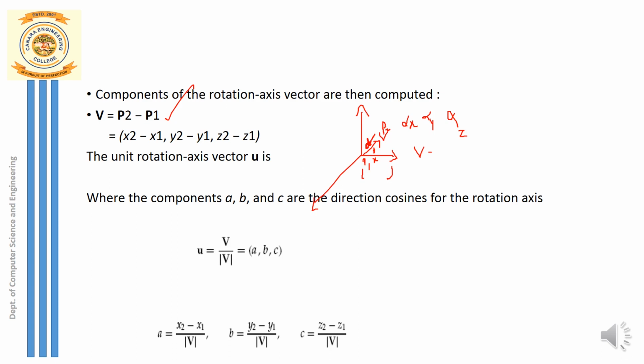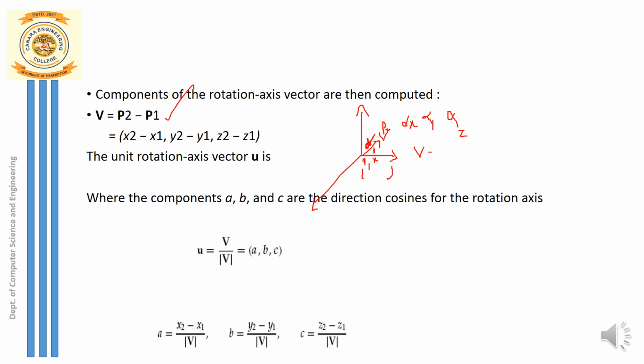So whenever I subtract these 2 points, I have to subtract the corresponding coordinates. So x2 minus x1 is the x coordinate, then y2 minus y1 is the y coordinate, then z2 minus z1 is the z coordinate of the 2 points P1, P2. So this is how I can represent the vector in terms of the two endpoints.